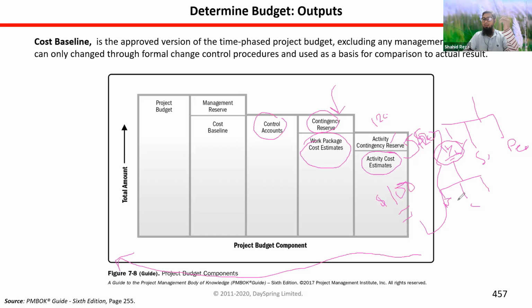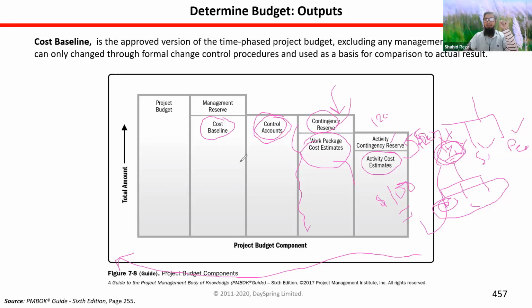From this we are getting work package level calculations. Now we are adding all the work packages' cost and contingency reserve to get the control account value. That means this value, right? WBS component value. So when we get the control account values for hardware, software, and people, then if we add them all, we'll get the cost baseline.